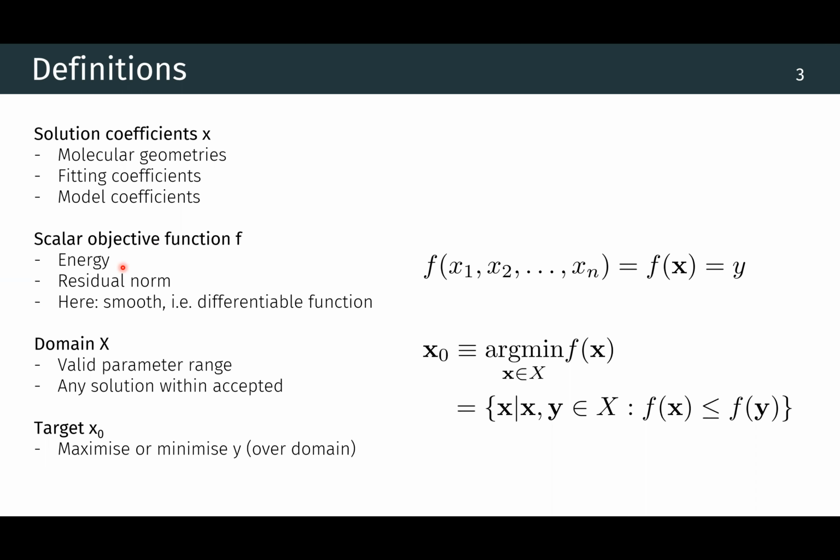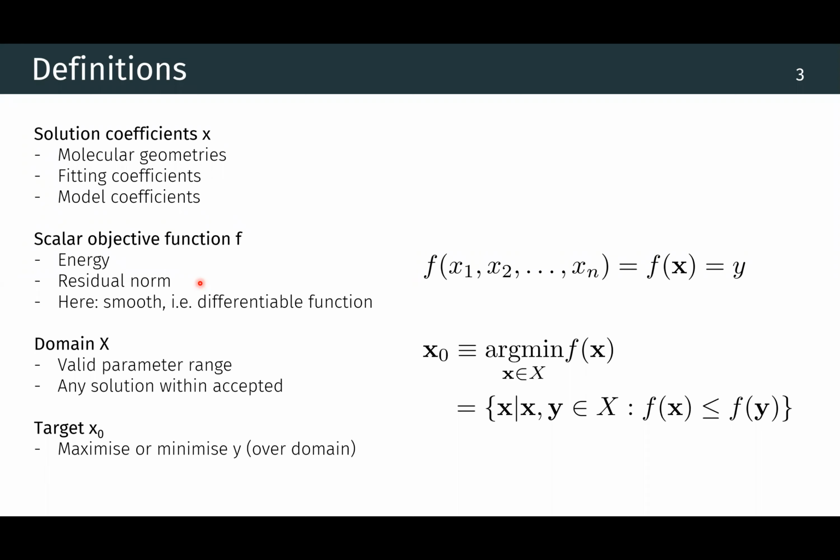But if you don't fit an actual energy, but say a model function, then that could be the residual norm. So one way or the other, a measure of the accuracy of your fit. And for the purposes of today, we will assume that this function is smooth, meaning it's differentiable.